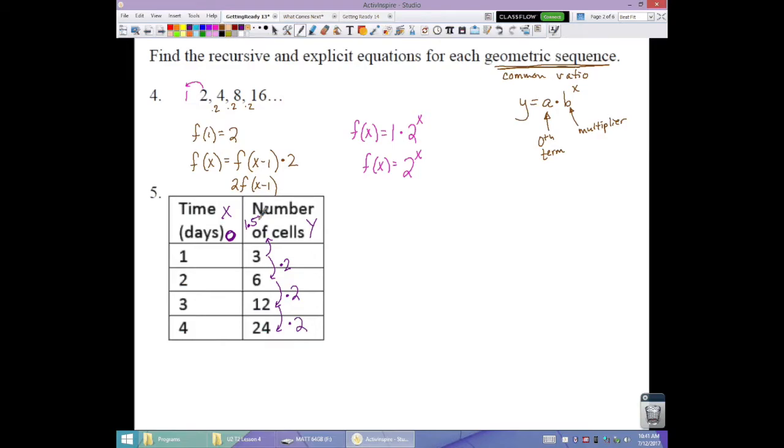All right, time for recursive. F of, now you can give me f of 1, you can give me f of 0. I usually just present the first one that was given to me. So in the table, the first value was f of 1 is 3. And then my formula, f of x equals f of x minus 1 times 2. The explicit equation would be f of x equals 0th term, 1.5, times the multiplier 2 to the x.